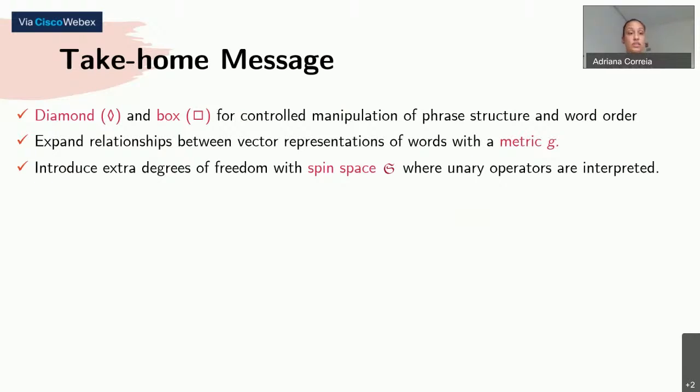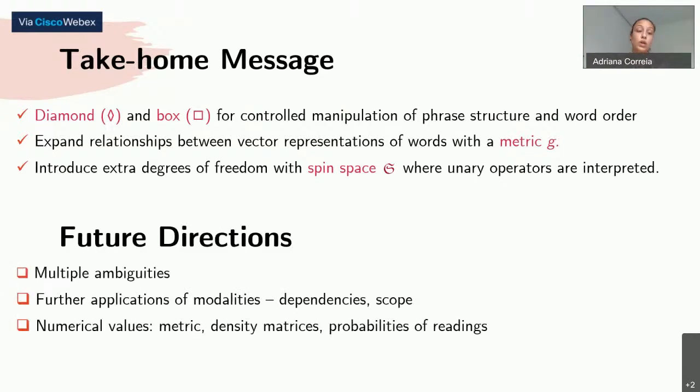So the take-home message is that diamond and box can be used for control manipulation of phrase structure and word order, that we can expand the relationship between vector representations of words with the metric G that is then used to keep information about the directionality in the interpretation space. And we can expand the amount of information that we keep in our distributional representations of words if we increase it with a spin space that, as I said, could be of higher dimensionality, which we hope is the straightforward solution to multiple ambiguities. If they are of the same type, we would just use the control commutativity more times.